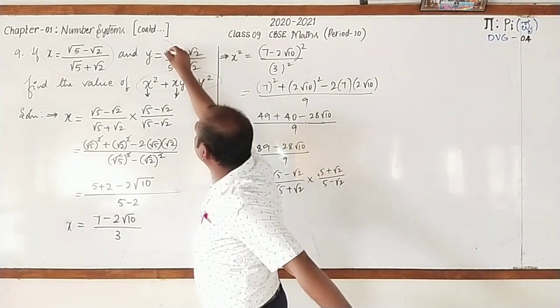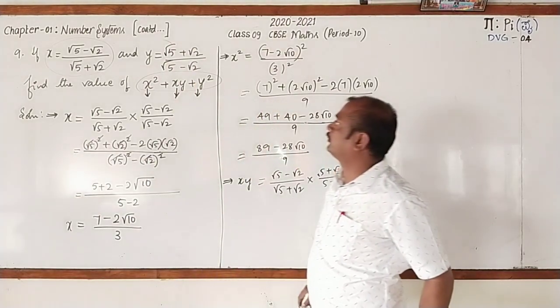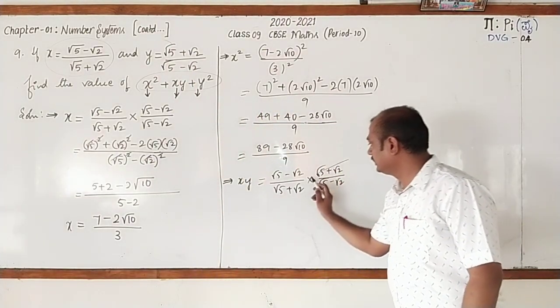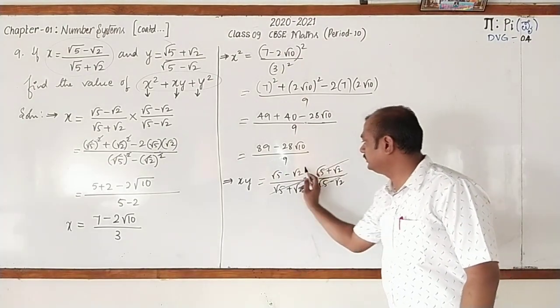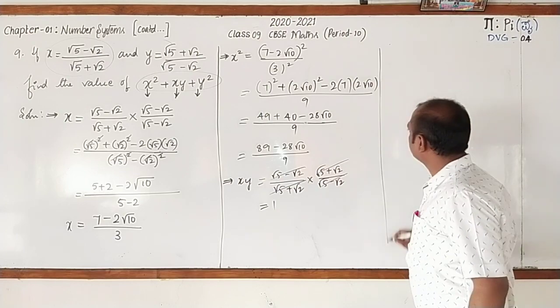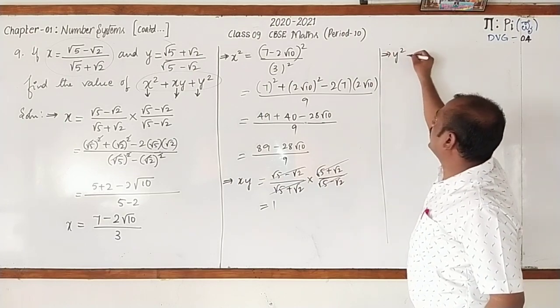Here in the question it should be root 5, root 5. Here I'll write root 5 by root 5. See that these two get cancelled and these two get cancelled. This will be 1. Next, we want y square.